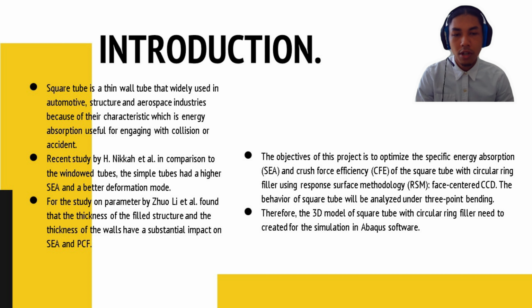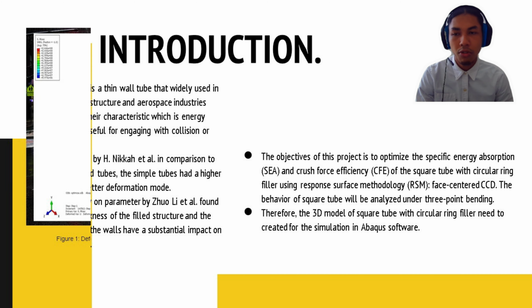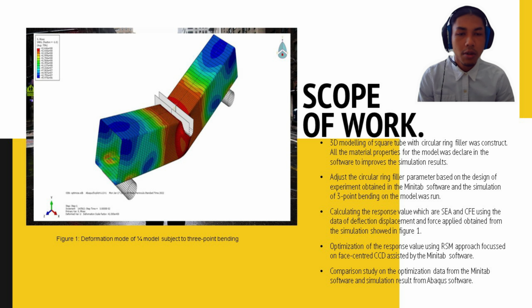The behavior of square tube will be analyzed under 3-point bending. Therefore, the 3D model of square tube with circular ring filler needs to be created for the simulation in Abaqus software. Scope of work. 3D model of square tube with circular ring filler was constructed. All the material property for the model was declared in the software to improve the simulation result.